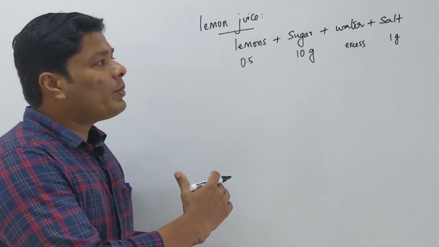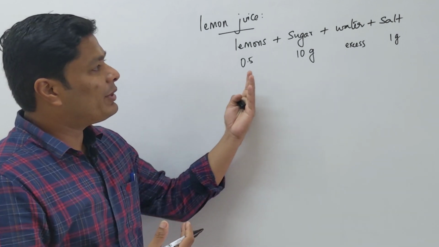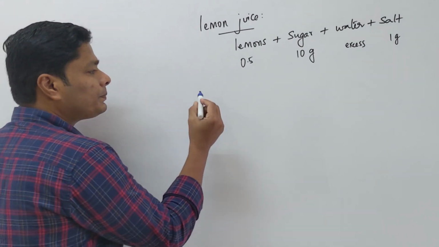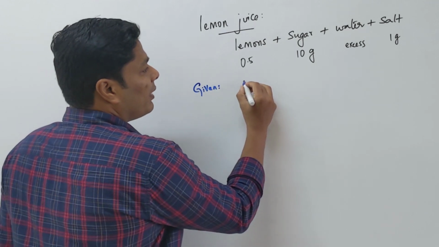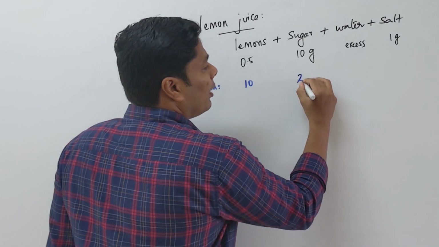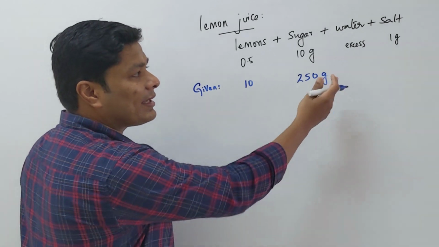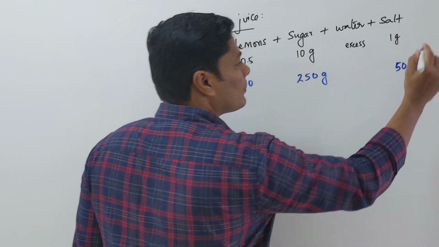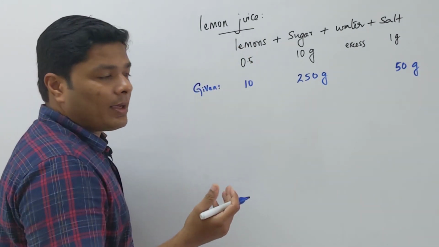Now how many cups of lemon juice can you make if a given amount of lemon, sugar and salt are there? Example, the problem given is we have about 10 lemons, sugar we have 250 grams, water is in excess so I don't have to worry, it won't run out because it is in excess, and salt I have 50 grams. This is what I have. Now how many cups of lemon juice can I make, we are going to calculate it.